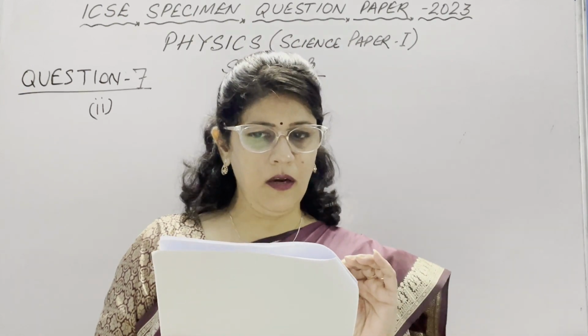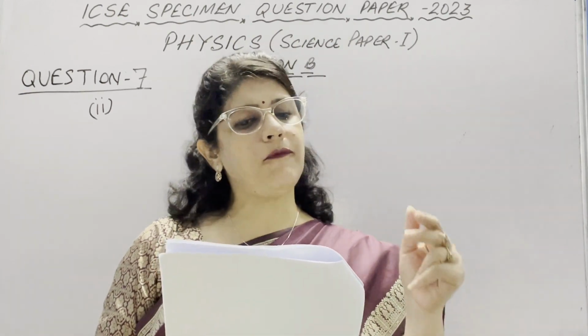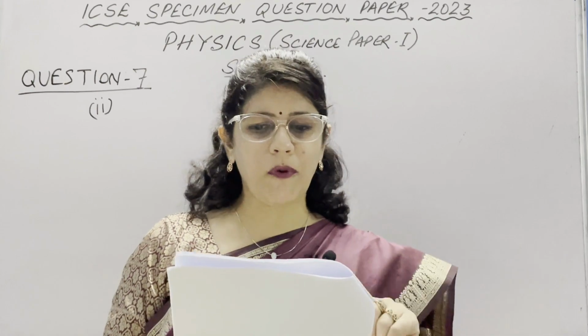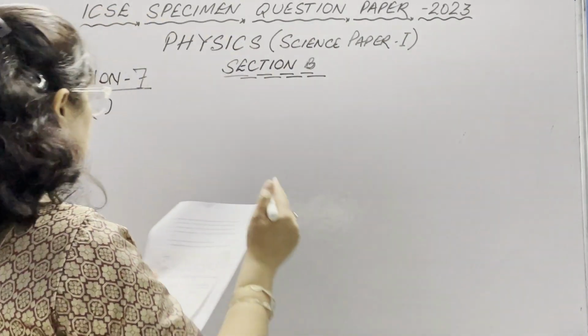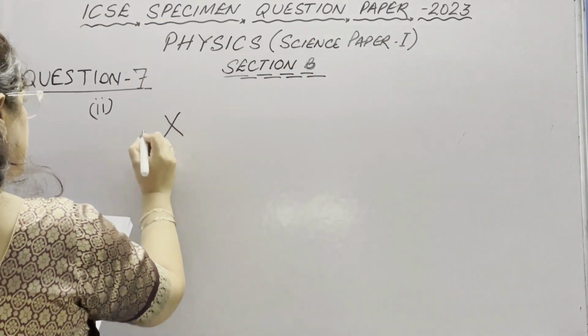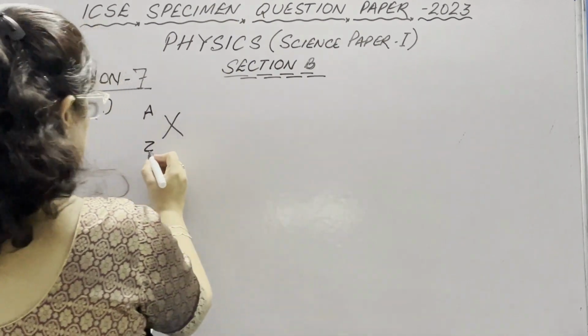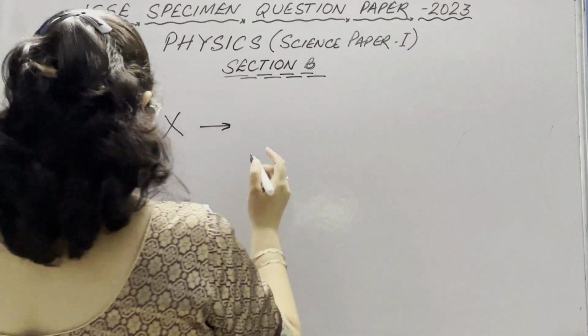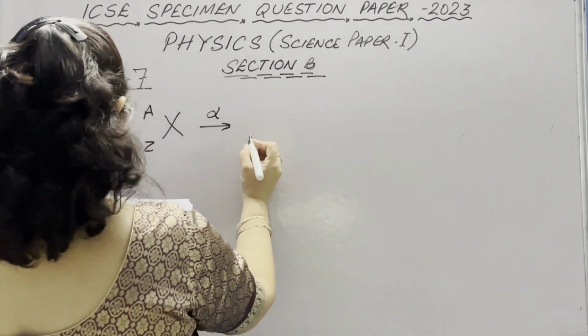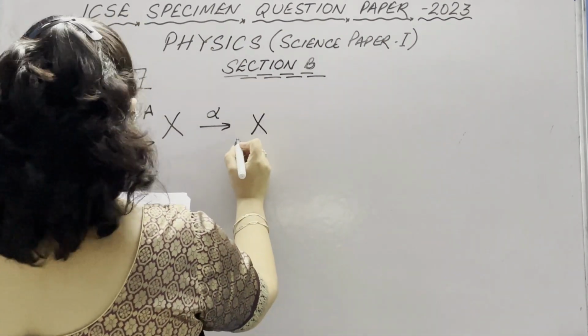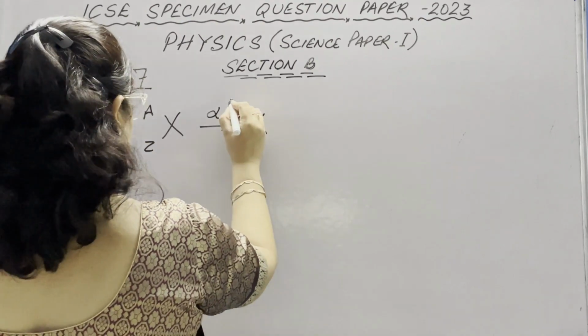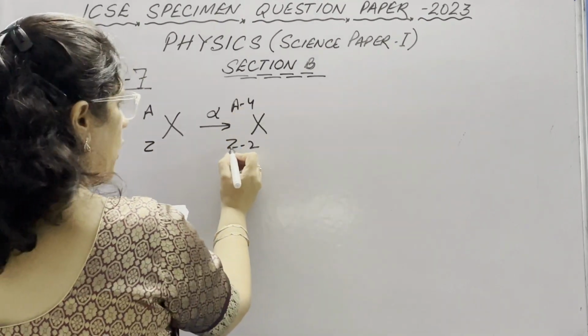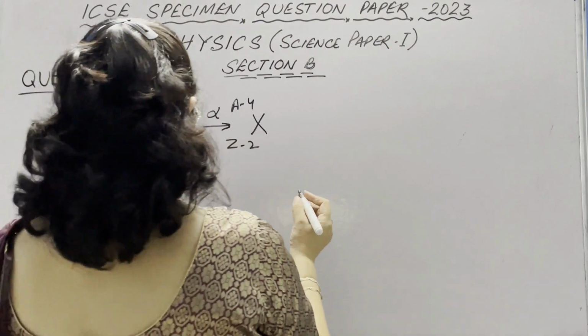an alpha particle followed by 2 beta particles and forms nucleus Y. What is the general name of the elements X and Y? First of all, we have to start with X, Z, A. This is the atomic number and this is the mass number. Now if an alpha particle is emitted from this, then the new X is Z minus 2 and A minus 4. Atomic number is reduced by 2 and mass number is reduced by 4.